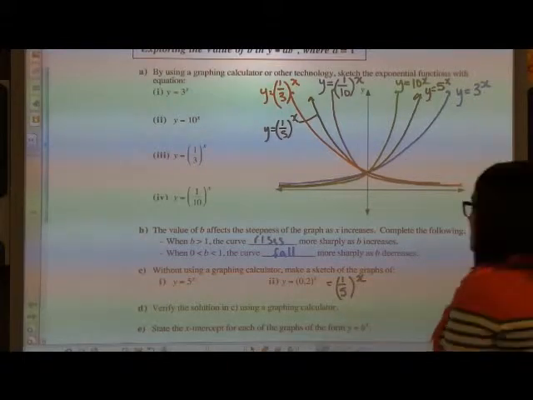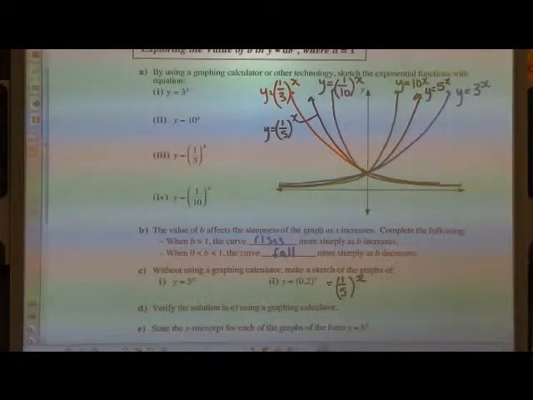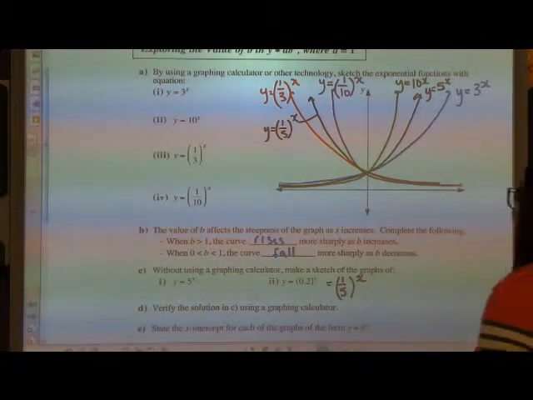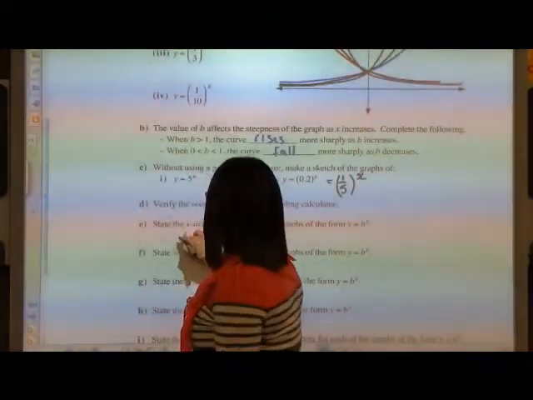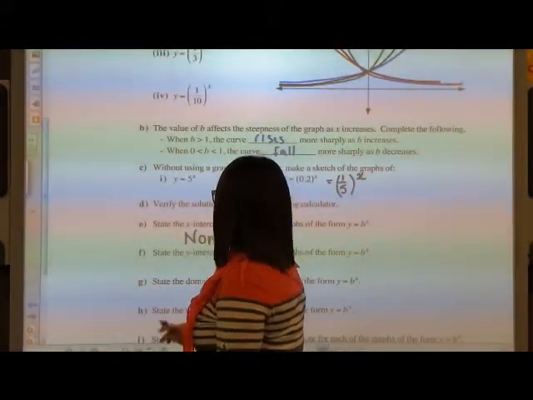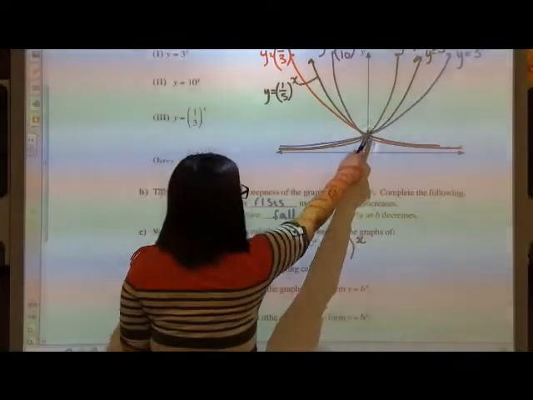Question E says, state the x-intercept for each of these graphs. Where does the graph cross the x-axis? It doesn't. There is no x-intercept. Where does this graph cross the y-axis? It's consistently crossing the y-axis at the same point, which is at 1.